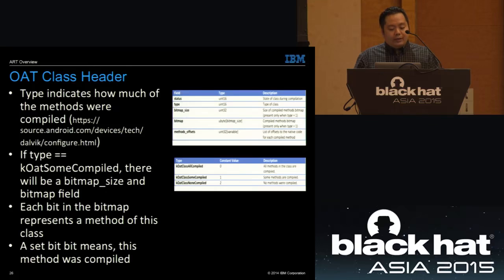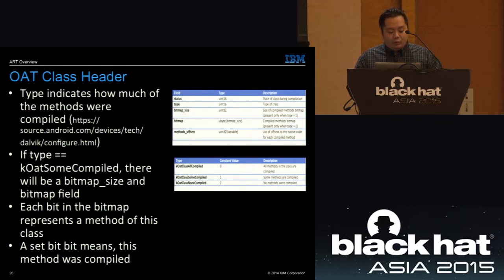So the type indicates how much of the methods were compiled. It can have 3 different values: 0, 1, or 2. 0 is kOatClassAllCompiled, 1 is kOatClassSomeCompiled, and 2 is kOatClassNoneCompiled. If type is kOatClassSomeCompiled, there will be a bitmap size and bitmap field following the type field.